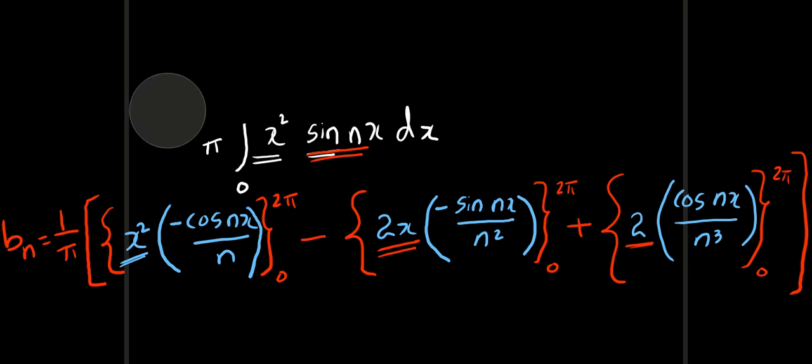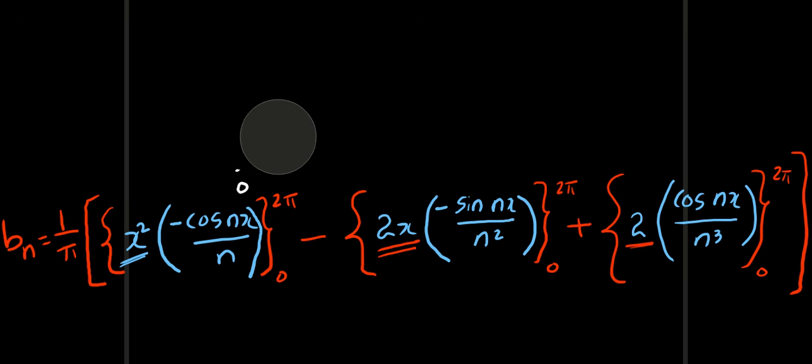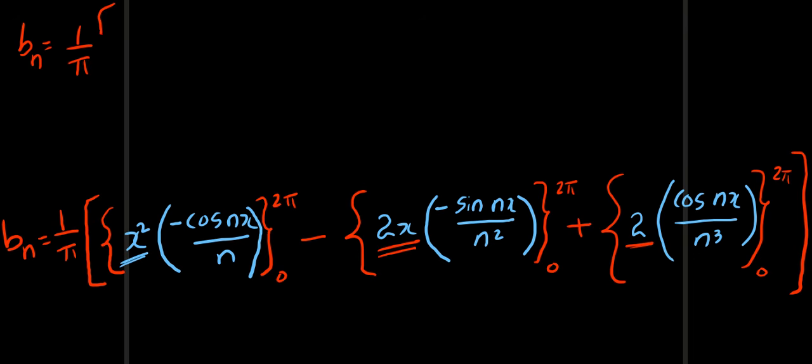So I'll erase all these things. No, I didn't mean this sort of cleaning. We are going to throw the unwanted terms outside the bracket. So 1 by pi, and I'll strongly recommend you follow this step. Don't try to save time here. It's better that you write this step.